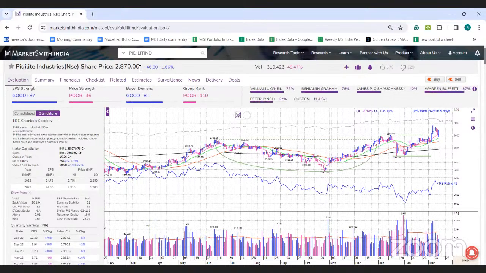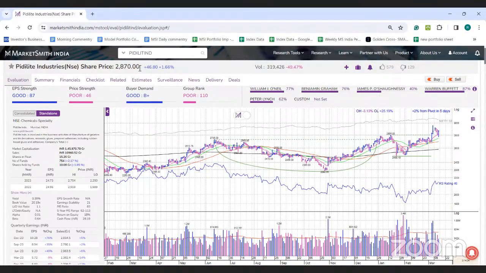As you can see here, it is our model portfolio stock. We have recently added it on the breakout which happened last week. But after adding, because of the overall uncertainty in the market and overall selling pressure in the broader market indices, the stock has also moved sideways.